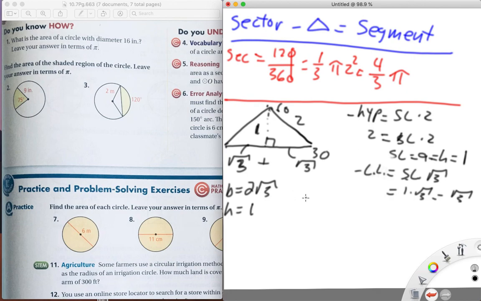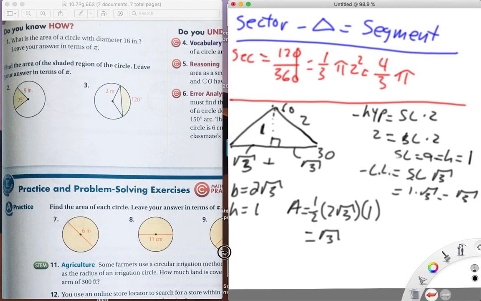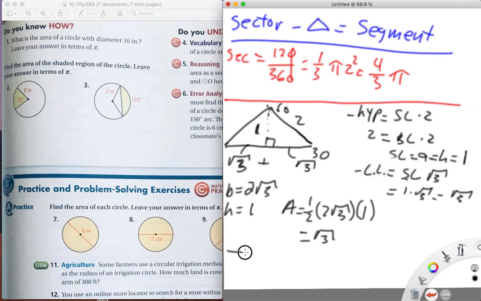So the area of the triangle is 1/2 base, which is 2 root 3, times the height, which is 1. 1/2 times 2 cancels out. Square root of 3 times 1 is the square root of 3. So the area is the square root of 3.